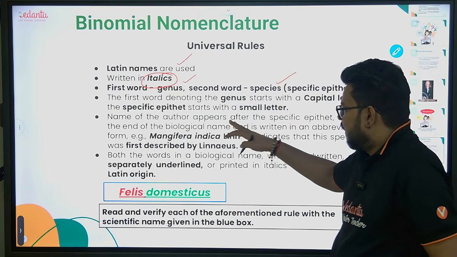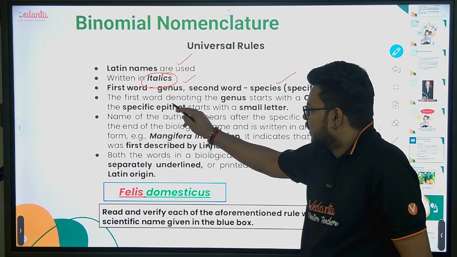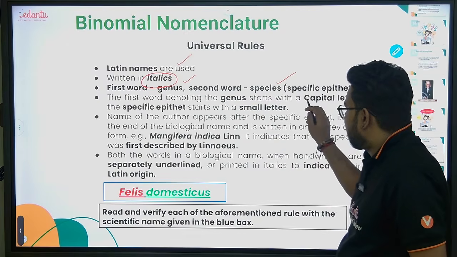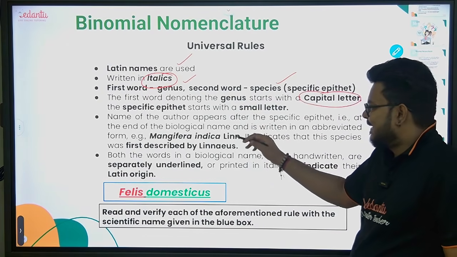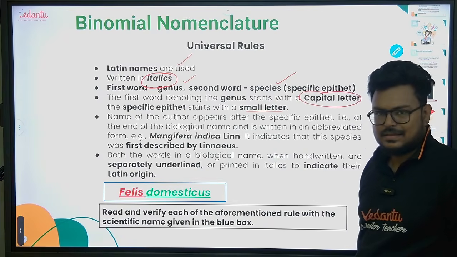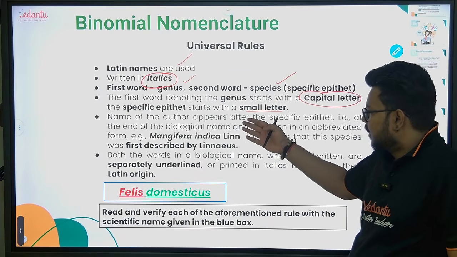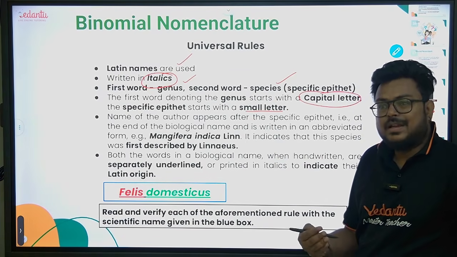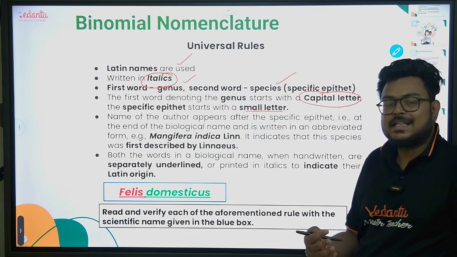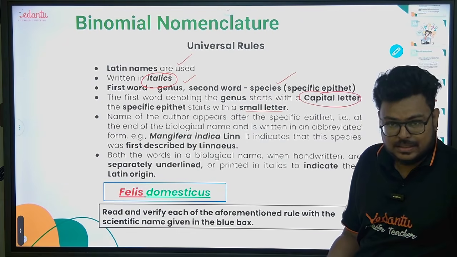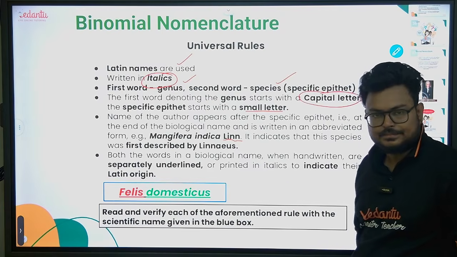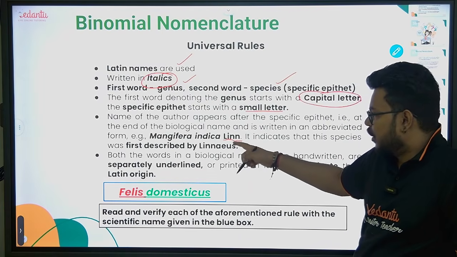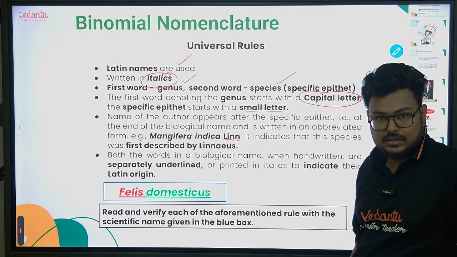When we are writing this, one more thing: the first word denoting the genus starts with a capital letter and the species starts with a small letter, right? If you have to mention the author name, which scientist has given the name of that particular plant or animal, the author name will come at the end, in short form, and the first letter of the author should be capital.